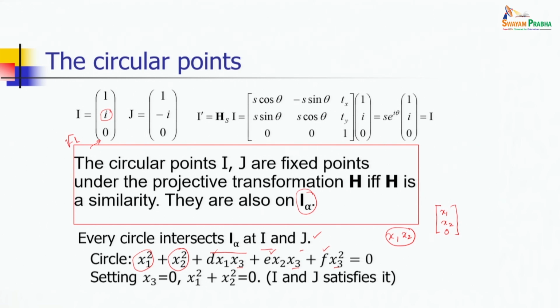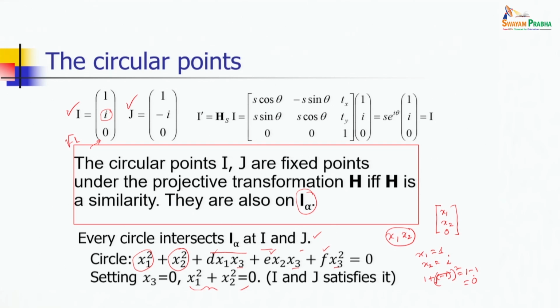So, if I consider that, then what are the points on the circle? They would satisfy the equation x1 square plus x2 square equal to 0. You can observe that both these circular points satisfy this equation. Take I: x1 is equal to 1, x2 is equal to I, which is root over minus 1. So x1 square plus x2 square equal to 0. That is, 1 plus (root over minus 1) whole square, equal to 1 minus 1, equal to 0.